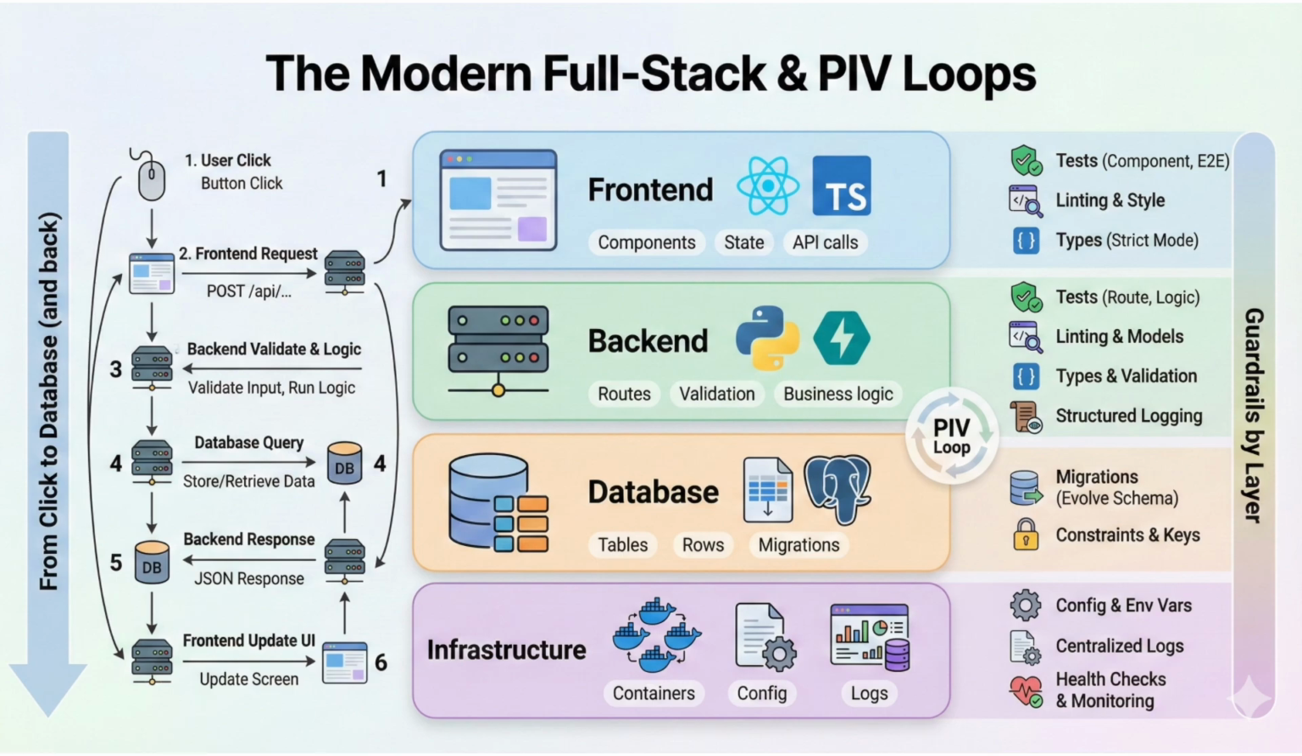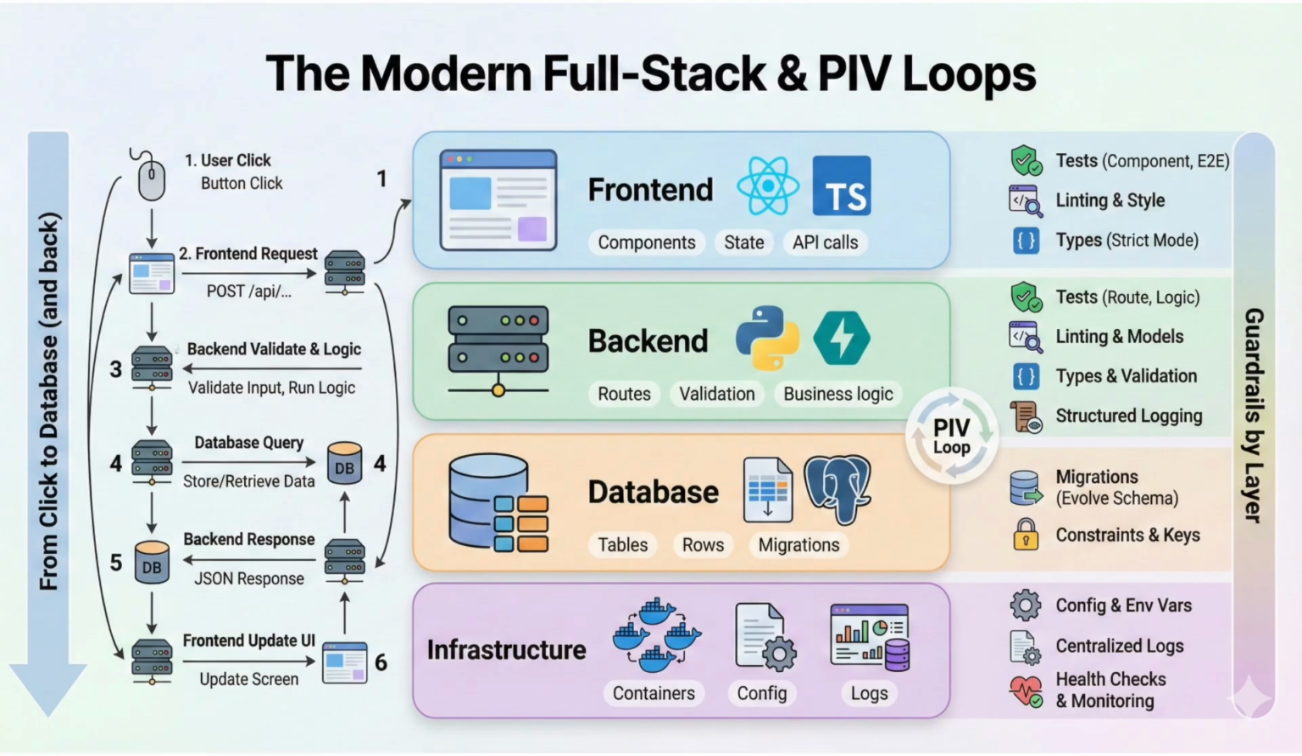1. The user clicks a button in the UI. 2. The front end sends a request, like POST /api/todos. 3. The backend validates input and runs business logic. 4. The database stores or retrieves the data. 5. The backend sends a JSON response. 6. The front end updates the UI so the user sees the result.